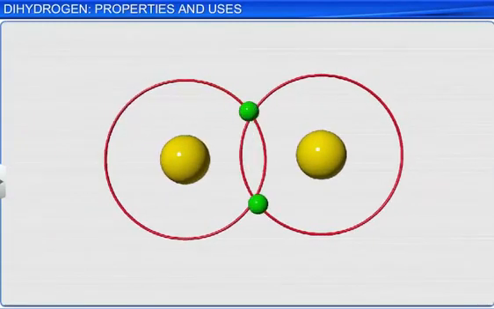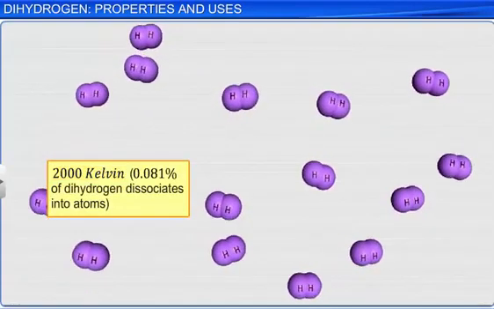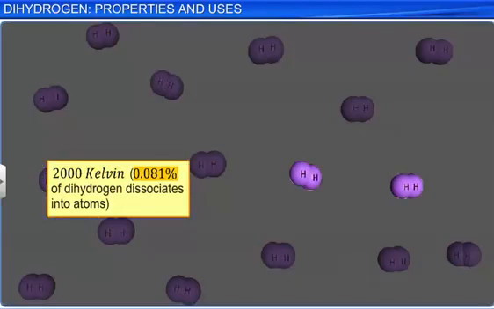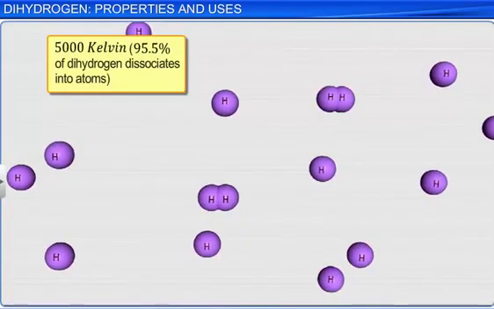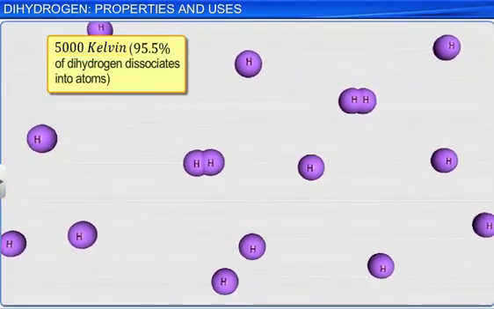Thus, it requires an extremely high temperature to dissociate dihydrogen into its hydrogen atoms. For example, at 2000 Kelvin, only 0.081% of dihydrogen dissociates into hydrogen atoms. Only at a high temperature of 5000 Kelvin, we get almost 95.5% dissociation of dihydrogen molecules into its atoms.